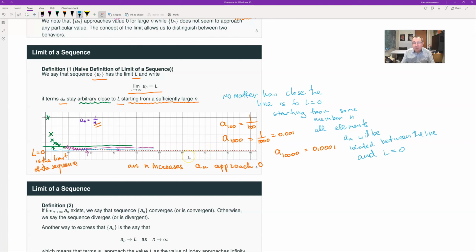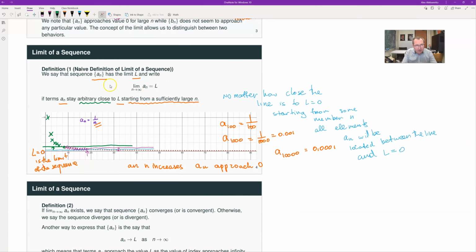Why is this important? Because we're talking about trends. We're talking about destination. What is the destination of the sequence 1 over n? That destination is 0. And if elements of the sequence start to bounce away every now and then, 0 will no longer be the destination of the sequence.